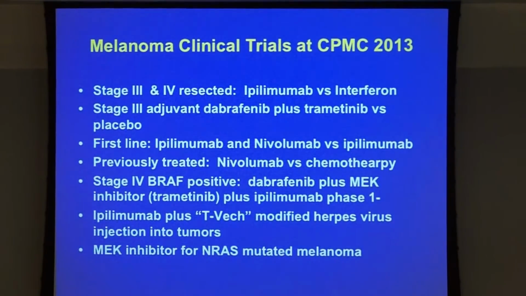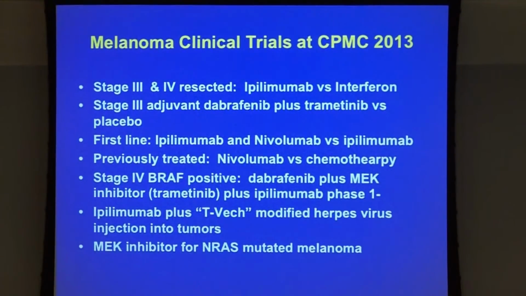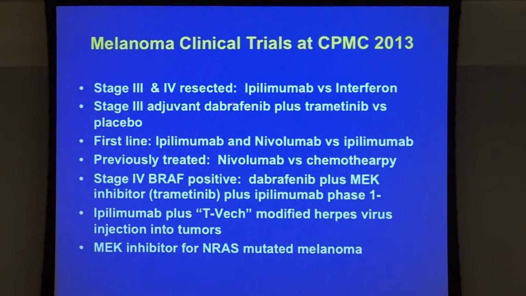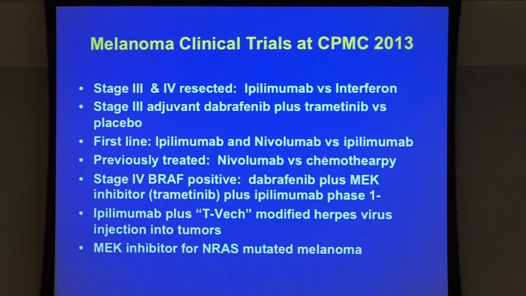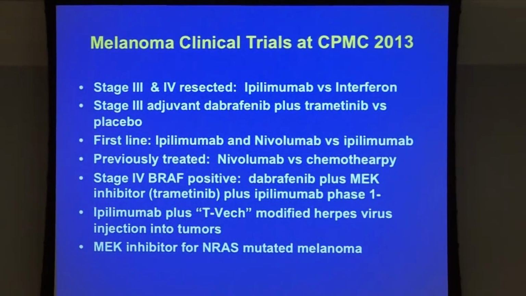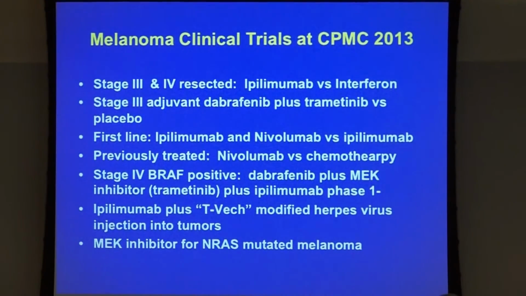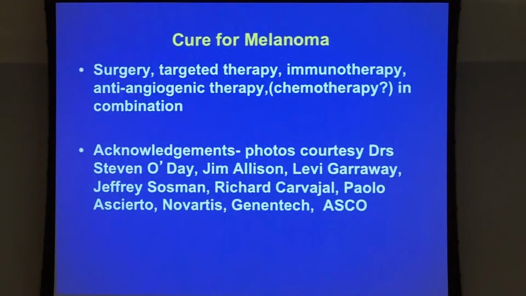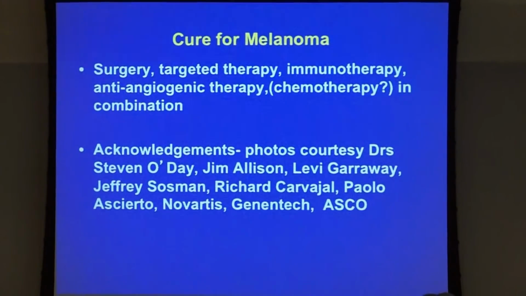So this is a list of the clinical trials we have available, both for stage 3 patients using immunotherapy or targeted therapy. We have first line a trial that involves ipilimumab immunotherapy and anti-PD-1, and we're also going to be opening a MEK inhibitor trial for the NRAS mutated melanomas. And I think the cure is going to involve not only surgery, targeted therapy, immunotherapy, perhaps anti-angiogenic therapy.